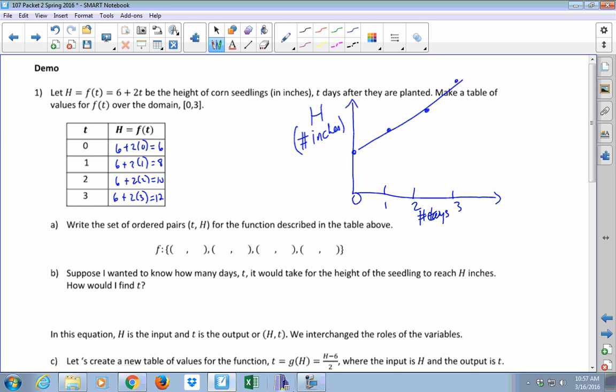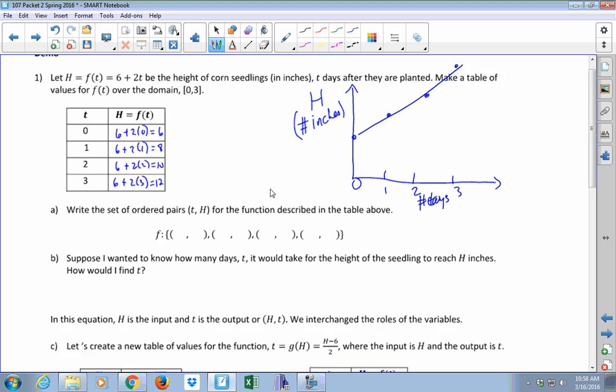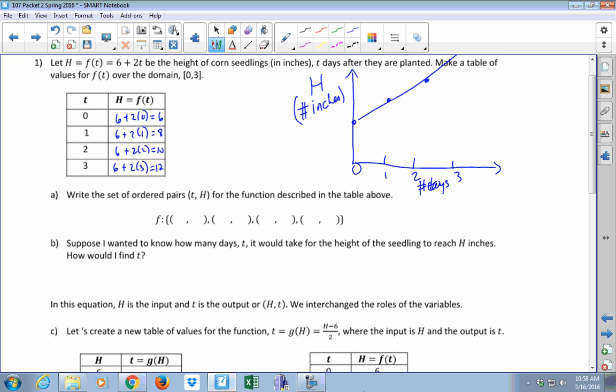I start at 6, and my slope right here tells me what to do as each day passes. My corn seedling grows by 2 inches. So you essentially add 2 to each of your outputs. So depending on where you are, you may have thought of it as just plugging in the values and actually performing these operations, or using the idea behind your linear function. All perfectly legitimate. So let's write the set of ordered pairs for this function, at least described by this table.